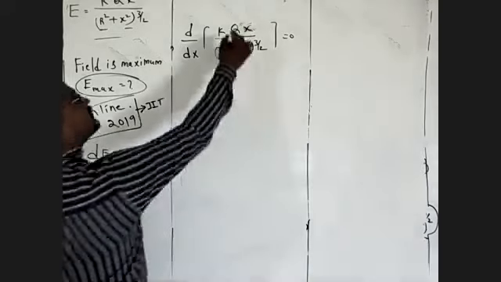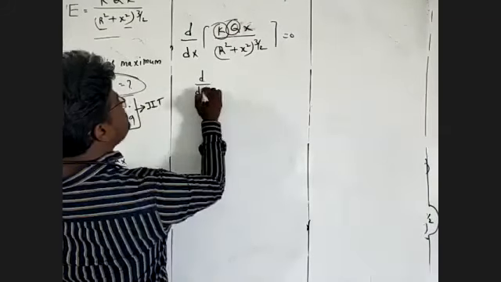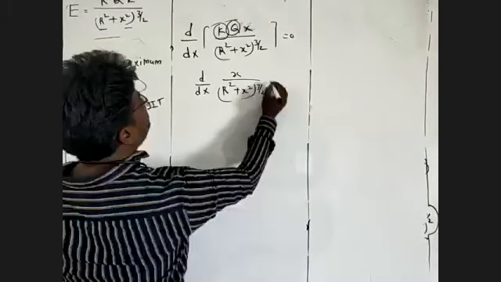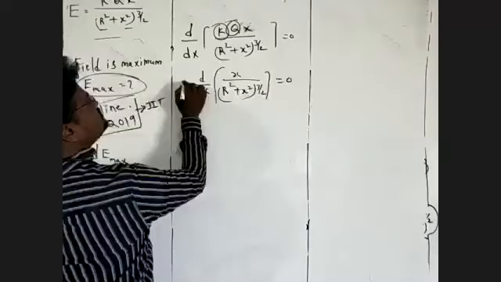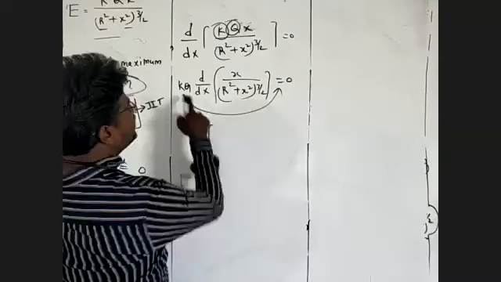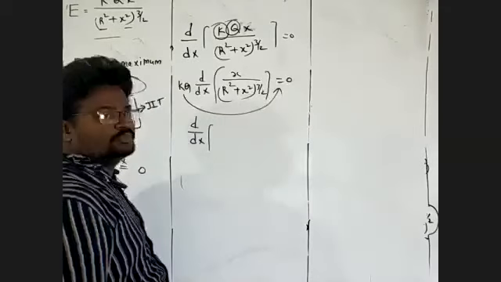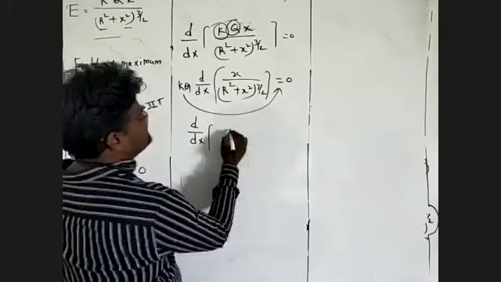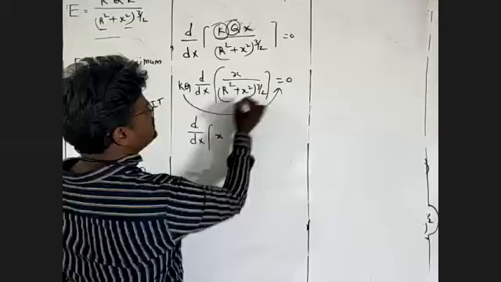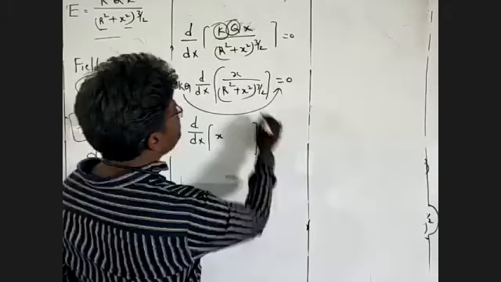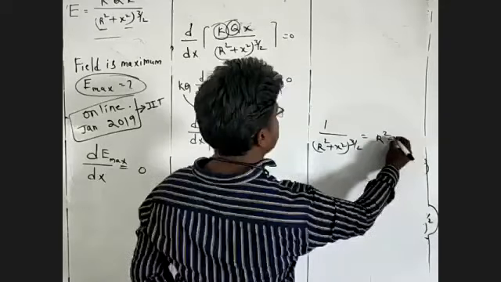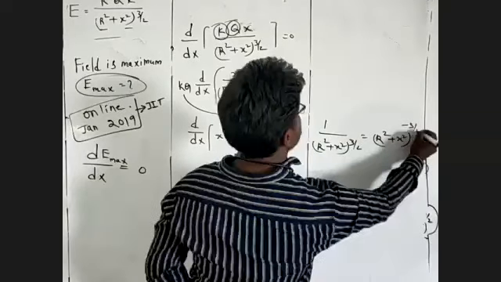Now in this equation, k and q are constants. Take out the constants: d by dx of x by (r square plus x square) whole power of 3 by 2 is equal to 0. Now kq taken to the other side, 0 into kq means 0. Now I'm going to write this as x into (r square plus x square) whole power of minus 3 by 2.